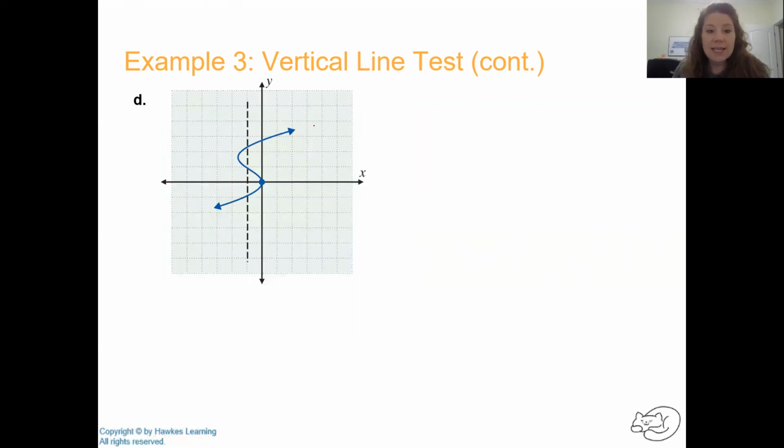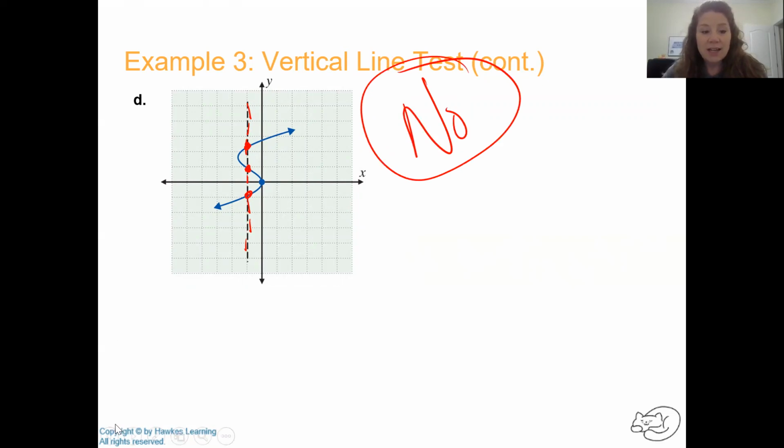All right, what about this thing? This crazy thing looks like an S. Does it pass the vertical line test? It goes through once, twice, and it actually goes 3 times on the same vertical line. So this is not a function. Not a function. It failed the vertical line test.